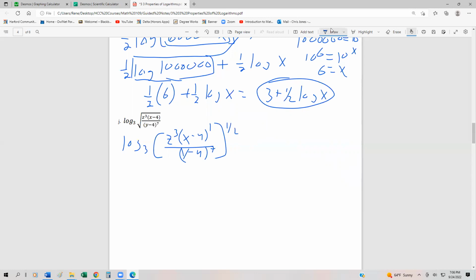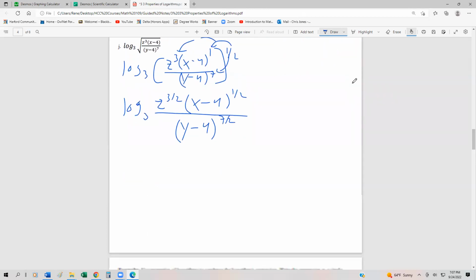And then just like we did before, we could apply the 1/2 power to everything. And so we can write this as log base 3 of z to the 3/2, x minus 4 quantity to the 1/2 power. So again, 1 times a half is a half. And then finally, y minus 4 to the 7/2 power.